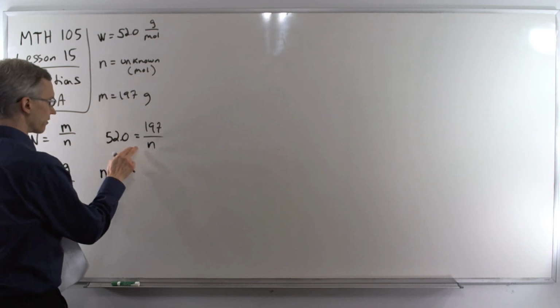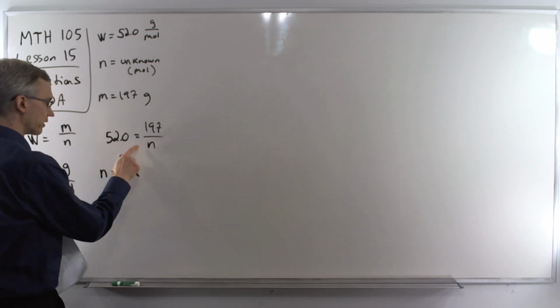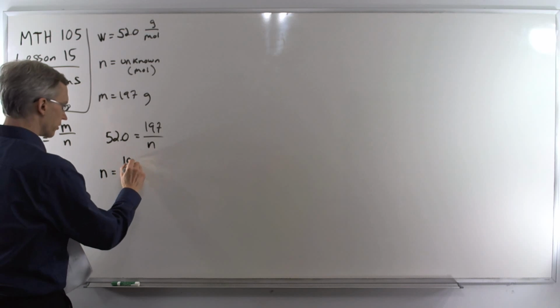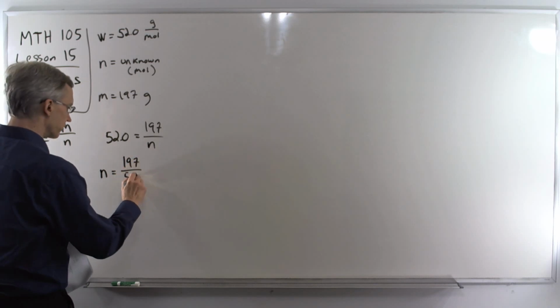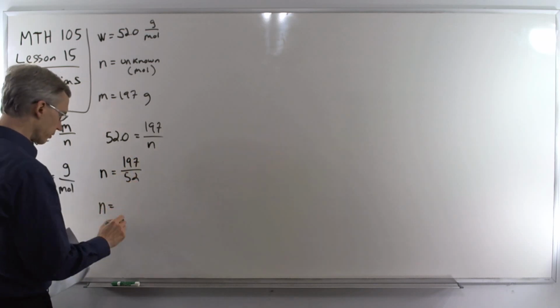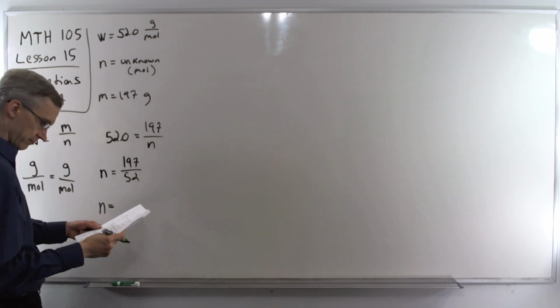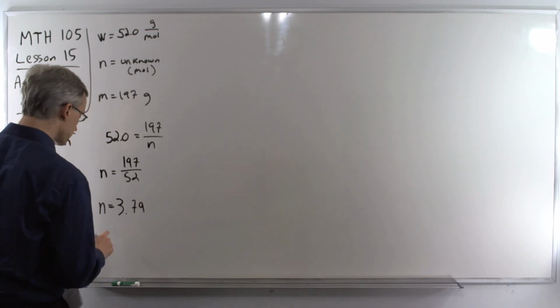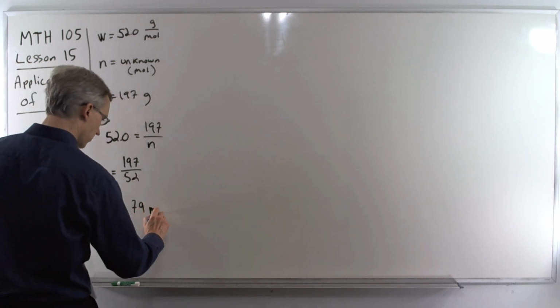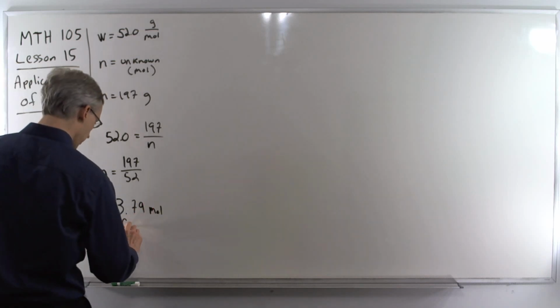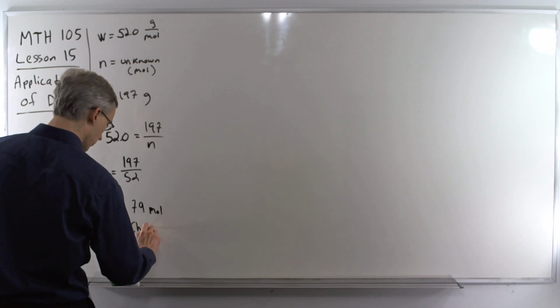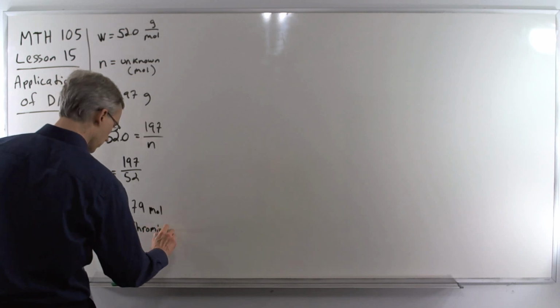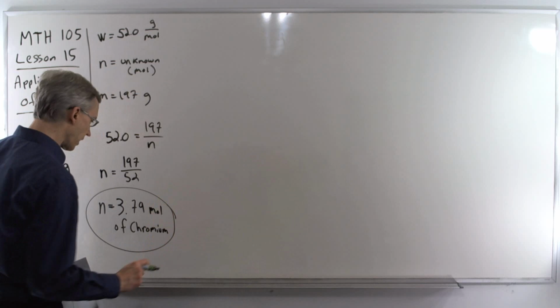So swap N and 52. N goes over here, 52 goes in the denominator. 197 divided by 52, and we get N equals 3.79. And the units on N are mole, and this is what we're talking about of chromium. 3.79 mole of chromium.